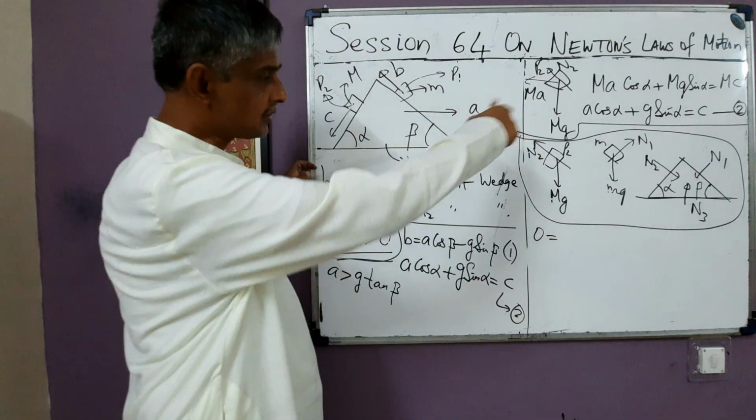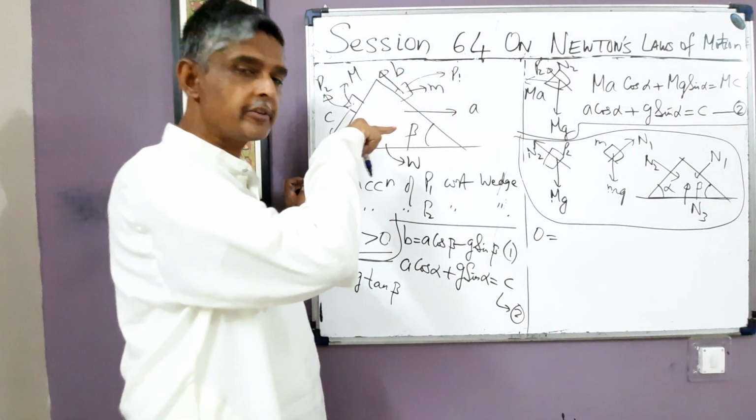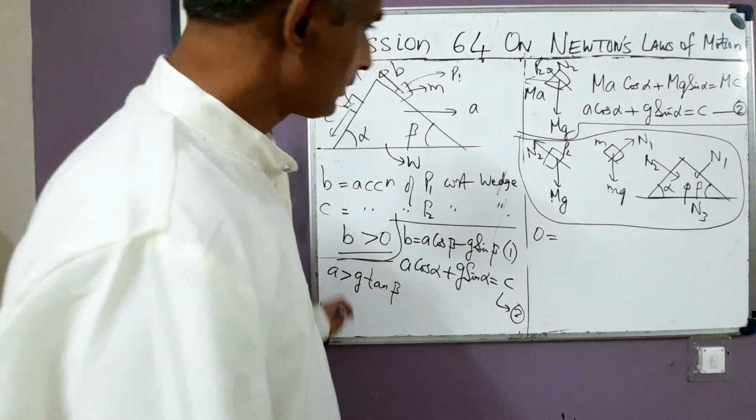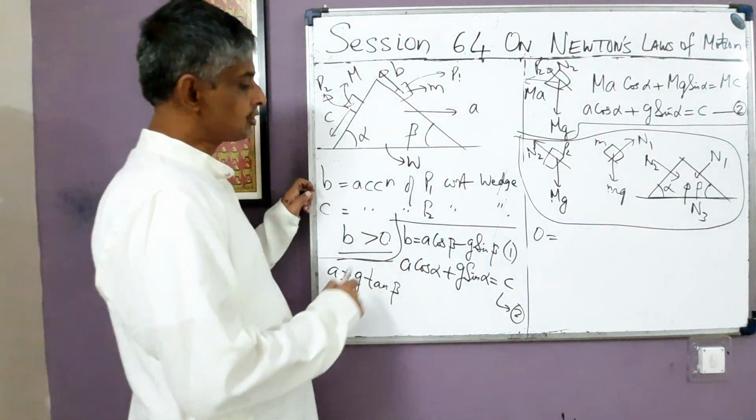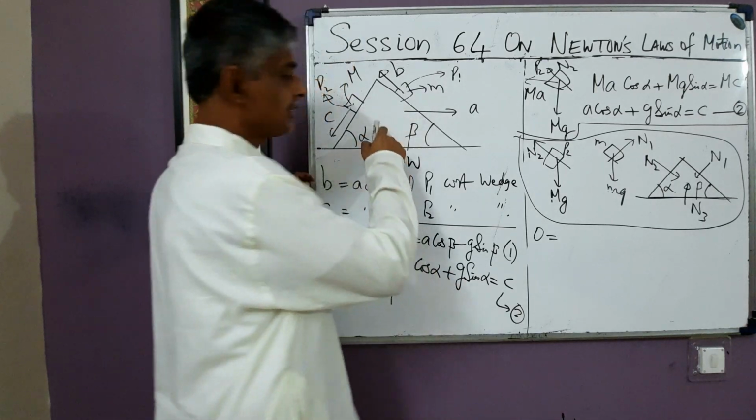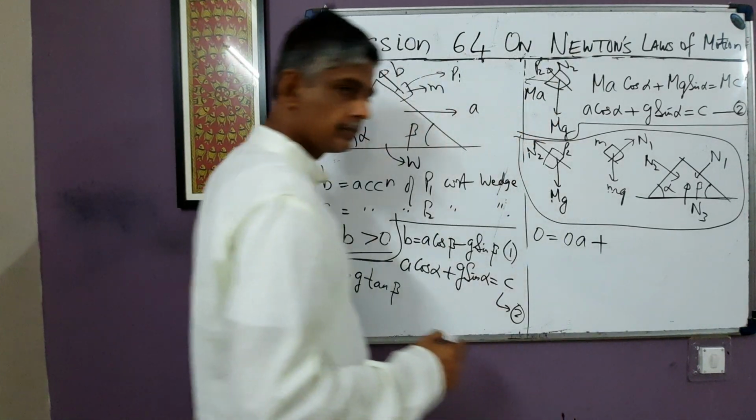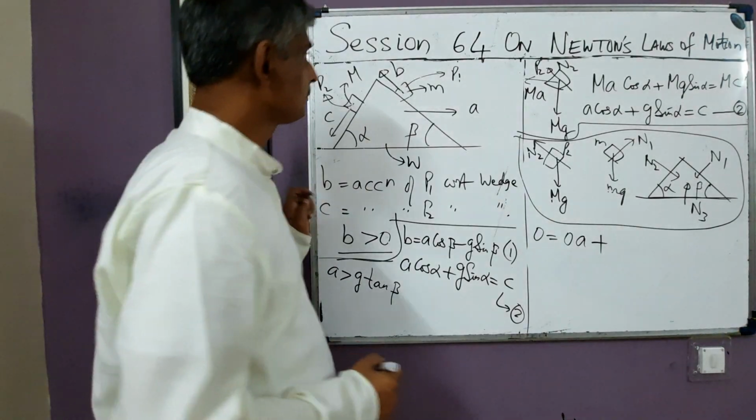Net external force on the system P1 plus P2 plus W in rightward direction. Net real external force, that is 0. That is equal to summation of mass times acceleration over particles of wedge. But wedge is light, 0 mass, 0 into A. Fine. Now what I must do?